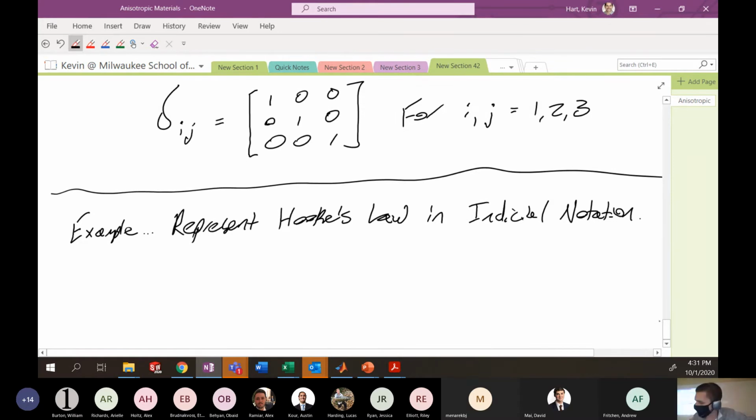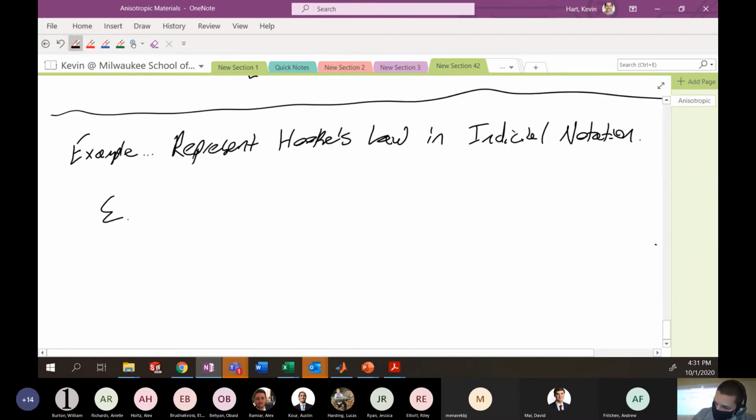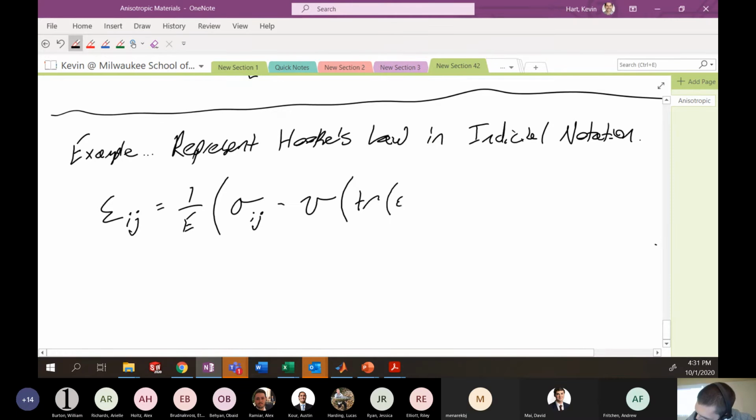Are we ready? Epsilon ij equals 1 on E. This is specifically for isotropic material. Sigma ij minus nu times the trace of sigma ij, Kronecker delta, minus sigma ij, all closed. That is 9 equations. Believe it or not. Blown away.